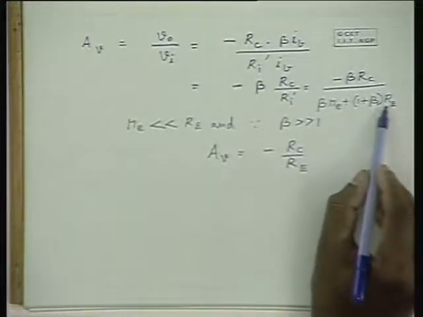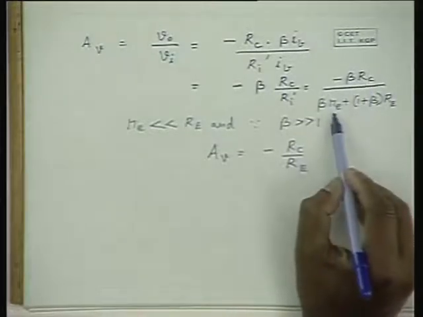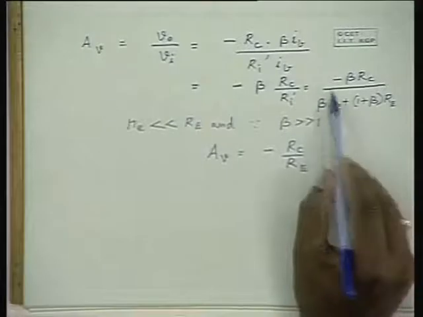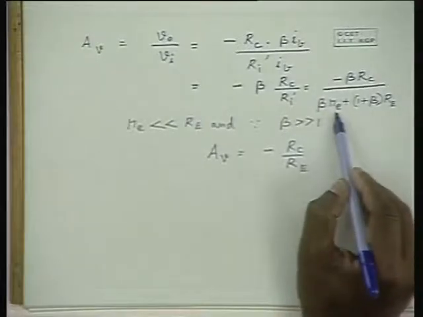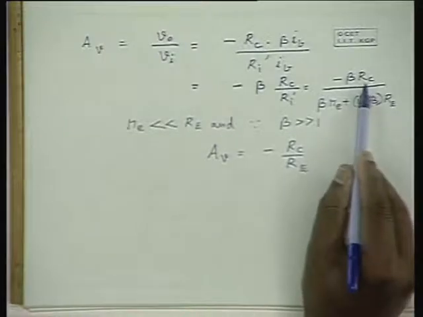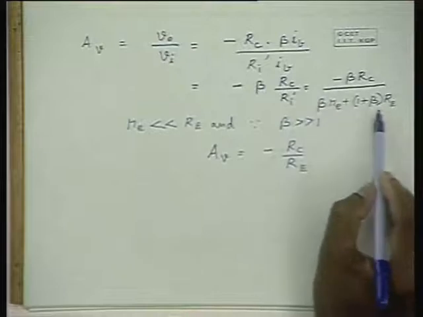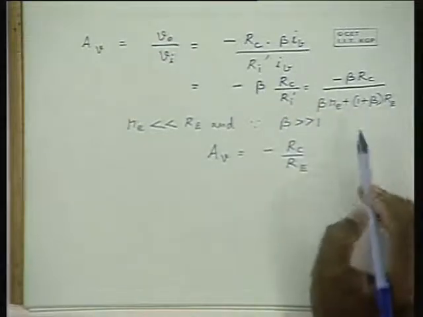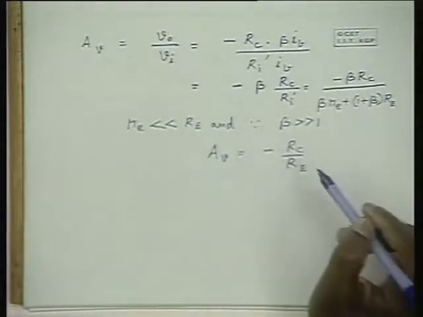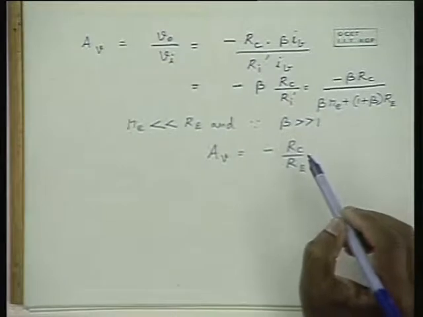If RE is 0, the gain is minus RC by r small e. r small e is of the order of few tens of ohms, and RC is usually of the order of kilo ohms. Therefore, it gives you a very good gain. But because of this term RE, capital RE, the voltage gain is now reduced. Is it clear?